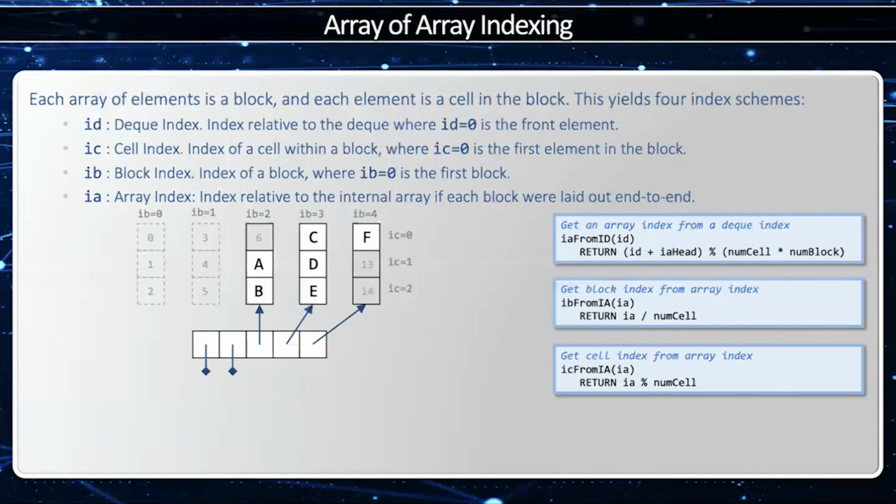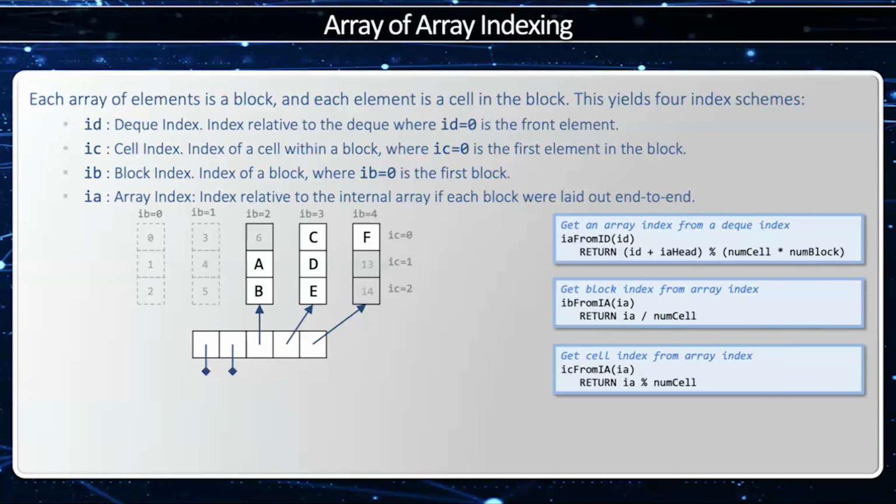When we have an array of arrays, things are quite a bit more complicated. We actually have 4 index schemes. We have ID, just like before, which is my Deque index, and this is how the client sees things. Then I have my cell index, and that's the index within a given block, 0, 1, 2, 0, 1, 2, 0, 1, 2. And then I have my block index, and how many blocks am I going to have? However many different blocks there are. In this case, I have 5 blocks, block index 0, 1, 2, 3, and 4. And then finally, I have my array indices.